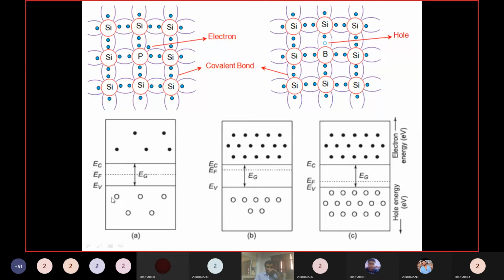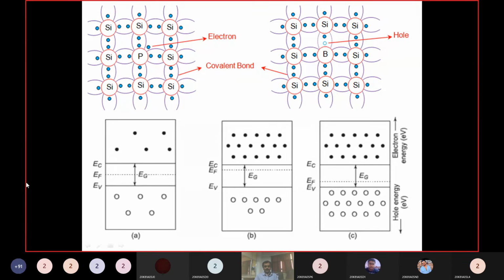One more thing here is the Fermi level. This is the valency band and this is the conduction band. First we will discuss the Fermi level, then we will go to the intrinsic semiconductor in depth.